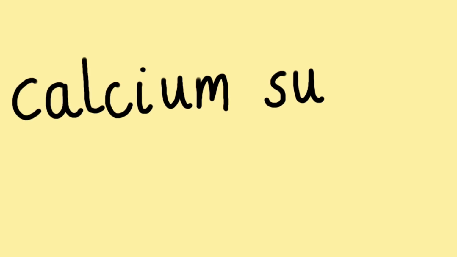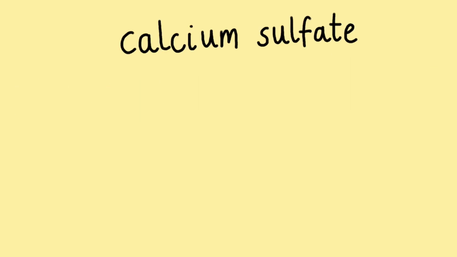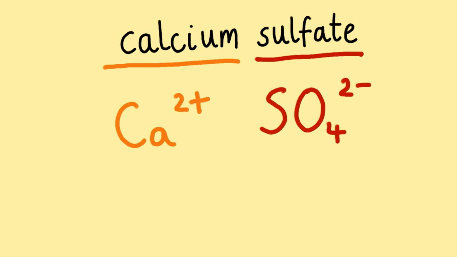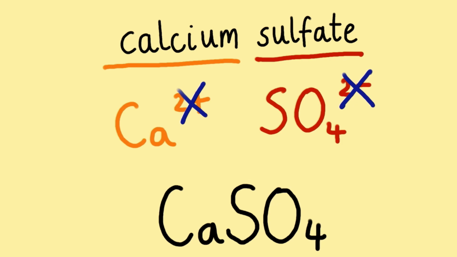Right, now let's have a look at calcium sulfate. So calcium is in group 2, has a charge of 2 plus. Sulfate is SO4 2 minus. Again, these charges cancel out. And so the formula is going to be CaSO4.